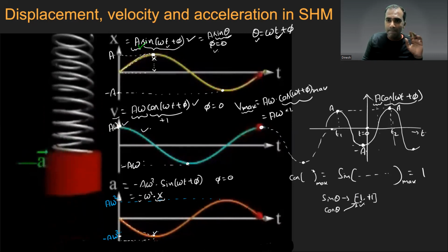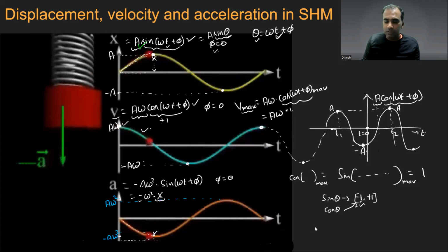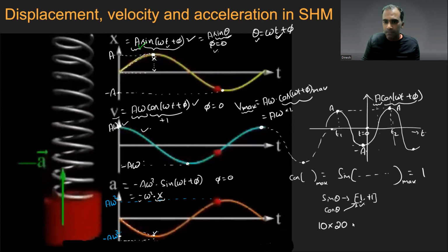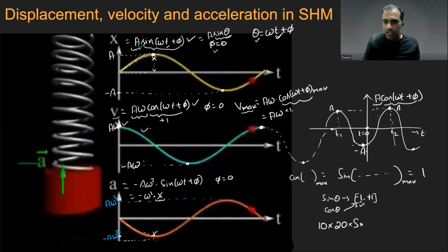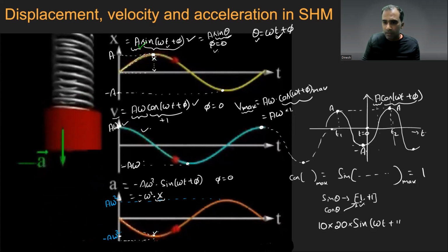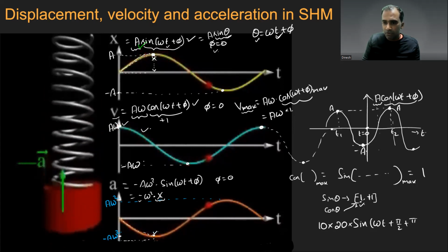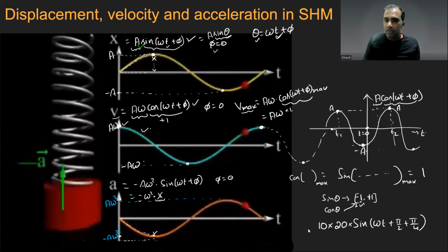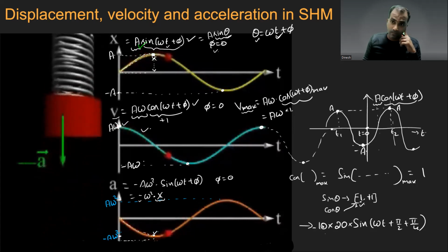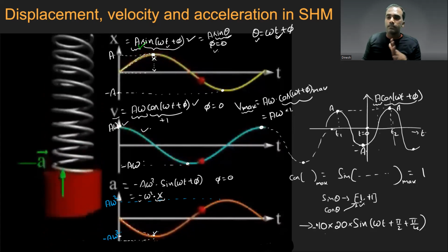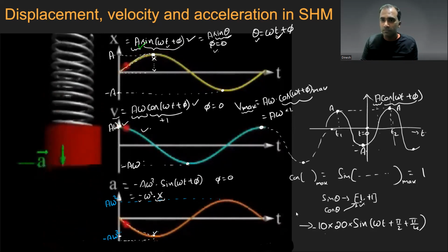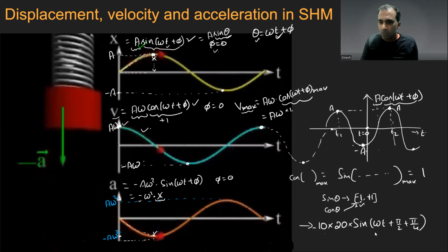Following? Yes, sir. Okay, I'll ask you one question just to test if you have understood it or not. 10 into 20 into sine of omega t plus pi by 2 plus pi by 4. Can you tell me what is the maximum amplitude possible for this signal? I'm just trying to confuse you. Don't get confused. What is the inside angle?